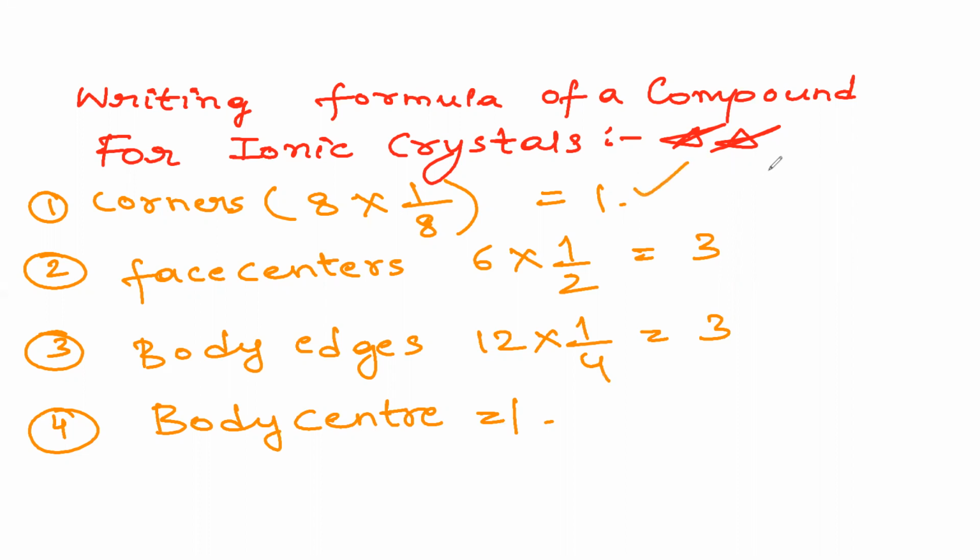Similarly, if an atom is occupying all the face centers, a cube has 6 face centers, and at each face center 1 by 2 of an atom is contributed, so 6 into 1 by 2 is equal to 3. Similarly, if an atom occupies only the edge centers, it is 12 into 1 by 4, because we have 12 edges, which is equal to 3. Similarly, if an atom is occupying the body center, it should be considered as 1.